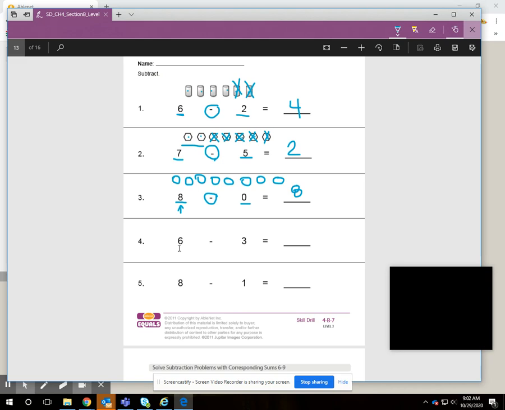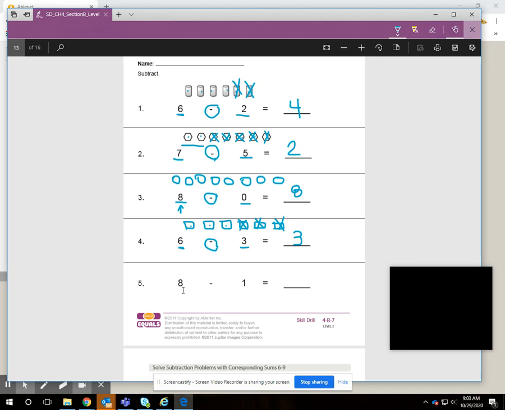Okay, next problem. We're starting with number 6 here. If I have 6, I'm going to do 6 squares. I'm going to try really hard to draw squares with my mouse. That is not easy. 1, 2, 3, 4, 5, and 6. If I have 6 squares and I'm going to take away 3 squares, 1, 2, 3, how many will I have left? I will have 1, 2, 3. My answer to that equation is 3.